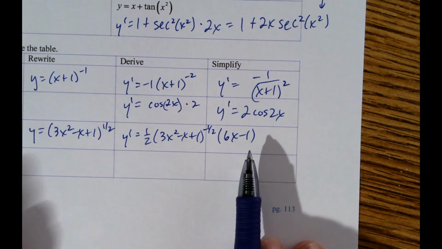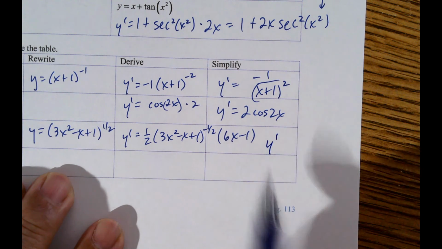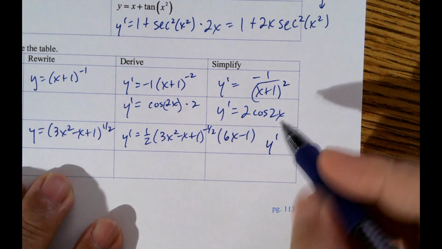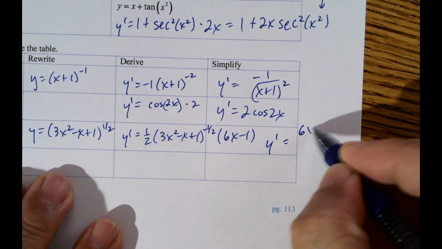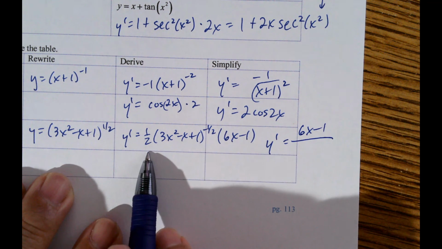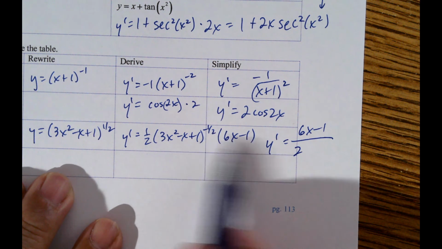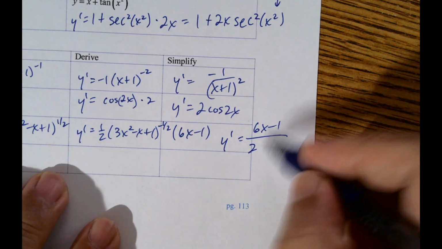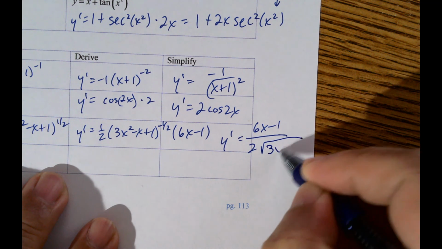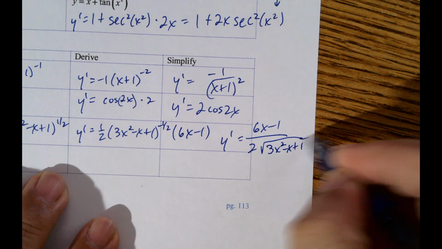Now let's clean that up. So this has an exponent of 1. So I'm going to rewrite it with 6x minus 1 in the numerator. That 2 is in the denominator. And that is now exponent of positive 1/2 if I put it in the denominator. So that means I can put in a square root. So it's 3x squared minus x plus 1.